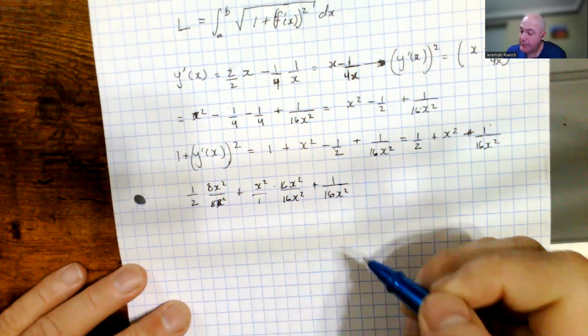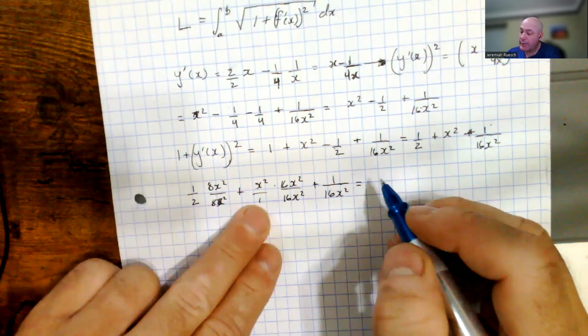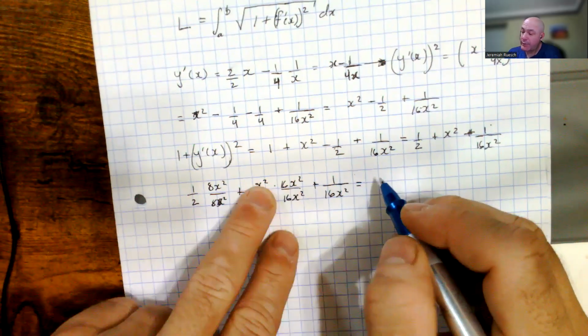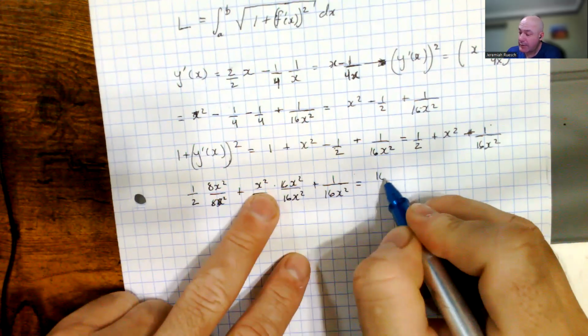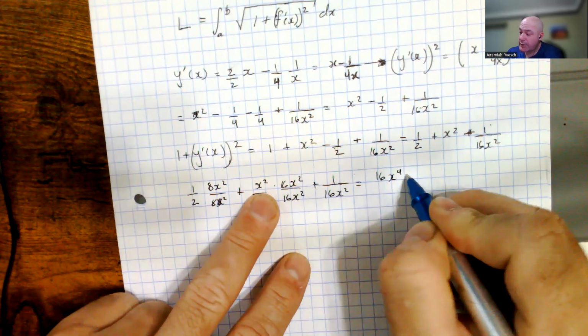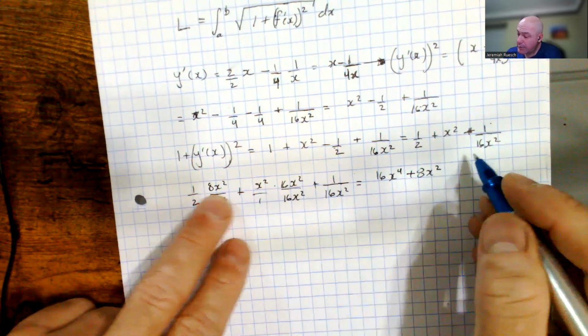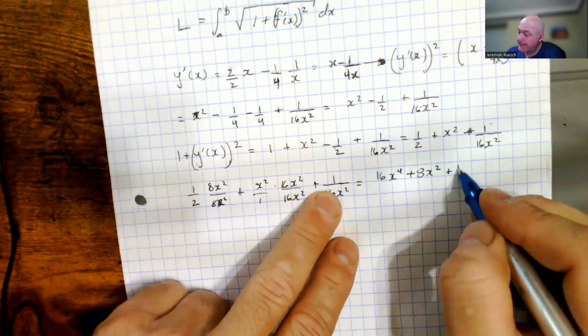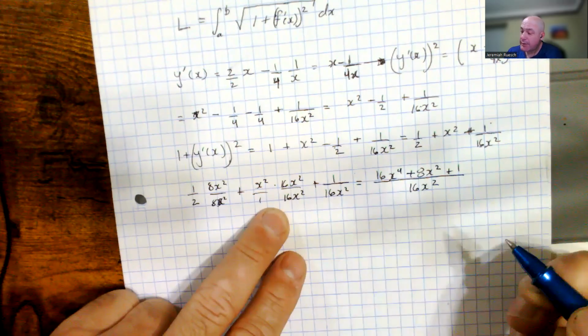It doesn't need anything, so it's got that. Okay, combining like terms, it looks like we have a 16x to the fourth. So I'm going to write them in standard form, so highest exponent is 4, so 16x to the fourth looks like plus 8x squared, looks like plus 1, all divided by 16x squared.